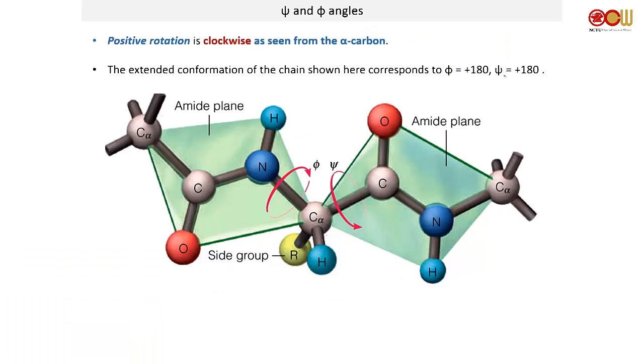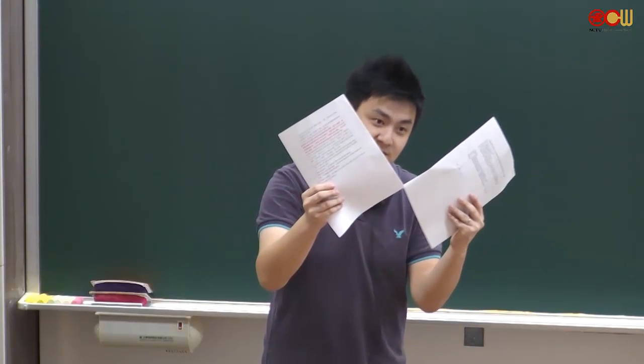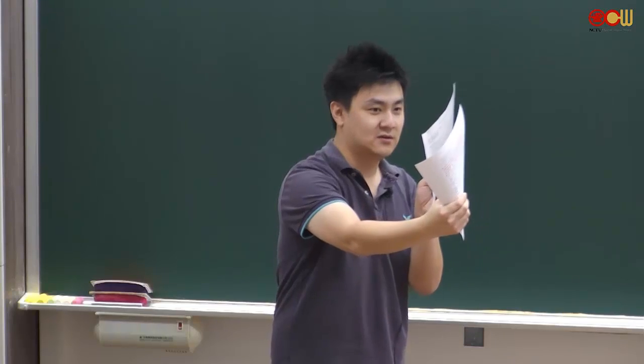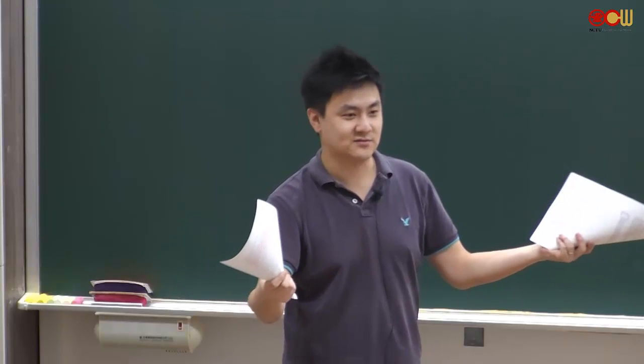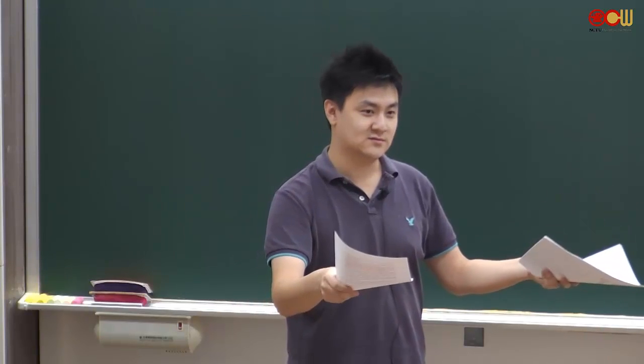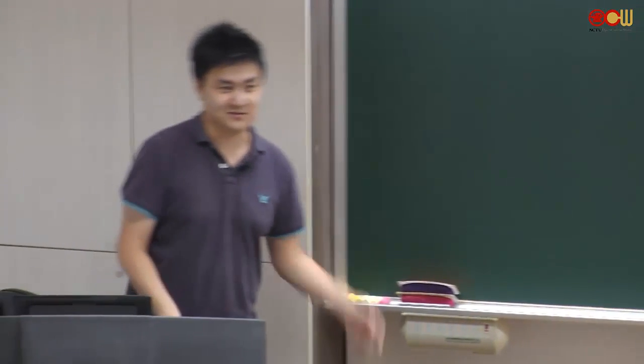Make sense? A positive rotation is clockwise seen from the alpha carbon. So from the alpha carbon out, clockwise is the positive direction and counterclockwise is the negative direction. I have the junction, this point, that's the C alpha. Make sense? We're cool. So simple. This is easier than calculus, I bet you anything.